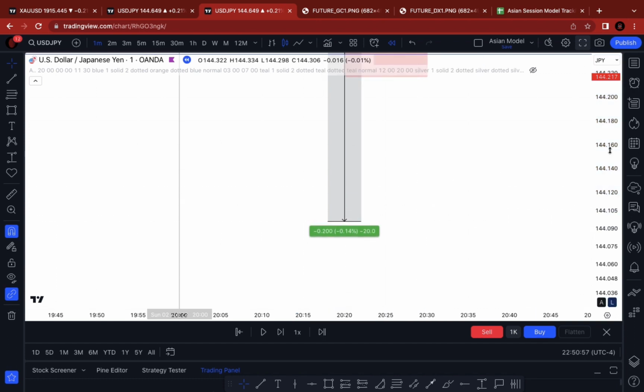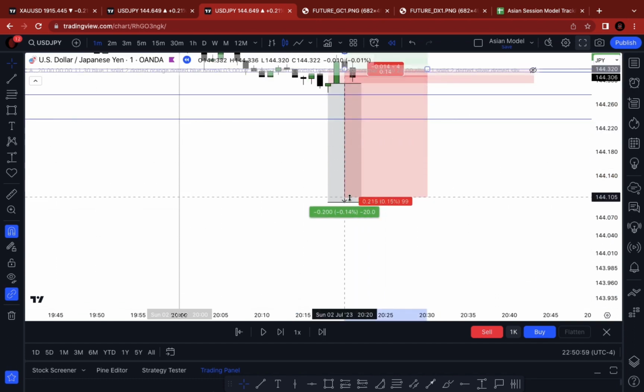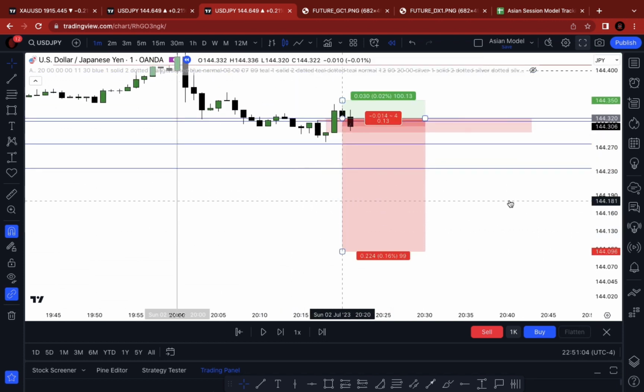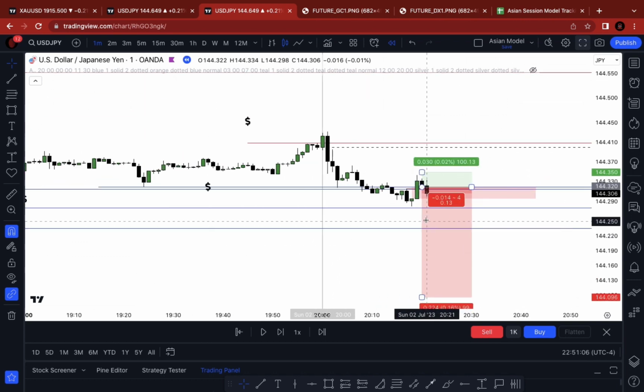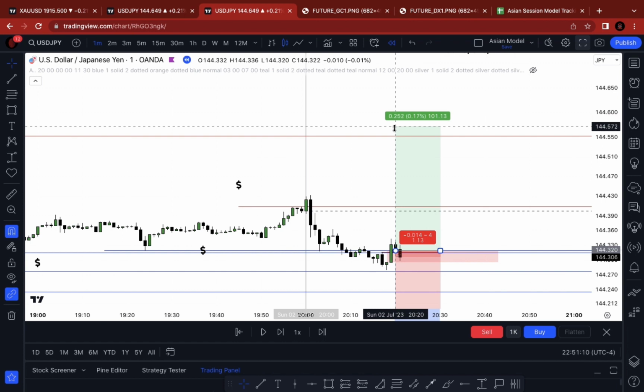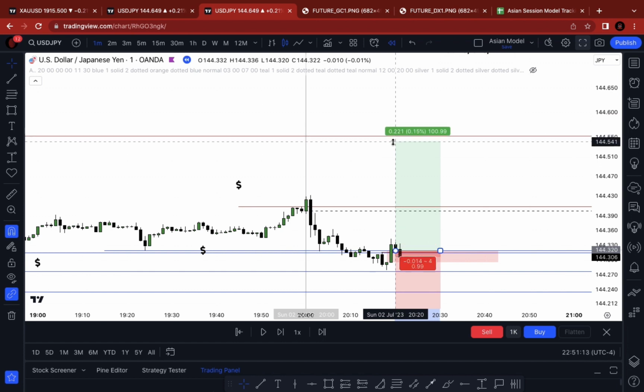Let me get this marked. Just want to show you guys that it is 20 pips. And then I'll do the same thing vice versa. I'm going to be aiming for 20 pips. So I'm going to get it to a 1-to-1. You see the ratio in the middle there.